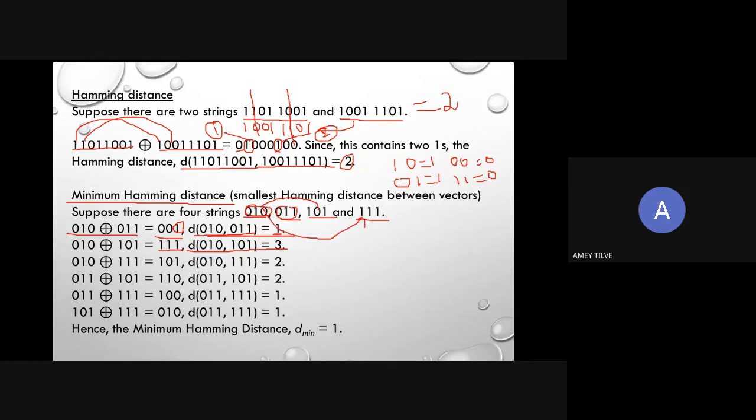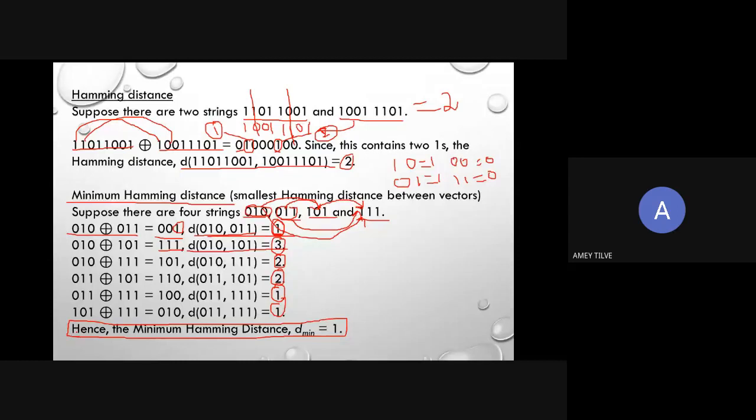Similarly, I'll calculate this with the fourth one. I will calculate this vector with this vector, and finally this vector with this vector. So when I do all these things, I get the Hamming distances. Now, what is the minimum Hamming distance? It is the minimum value among them, which is nothing but 1. Hence, the minimum Hamming distance d min is 1.